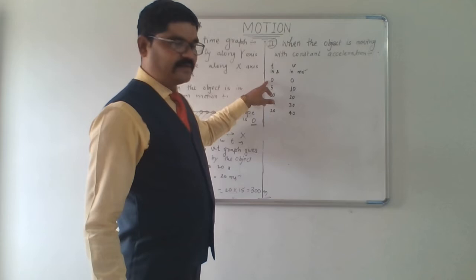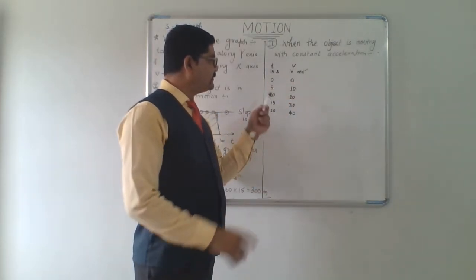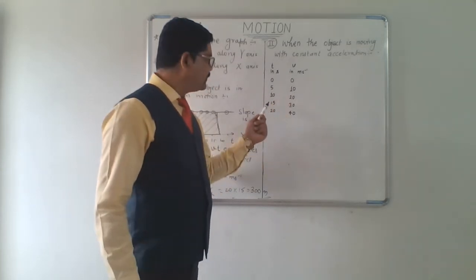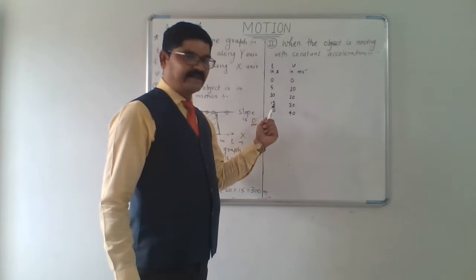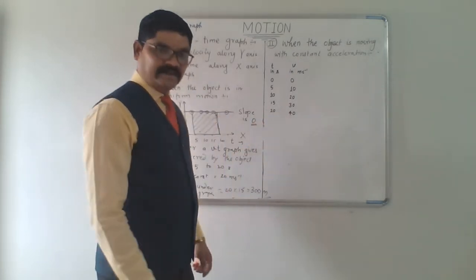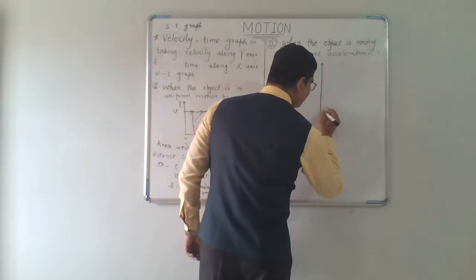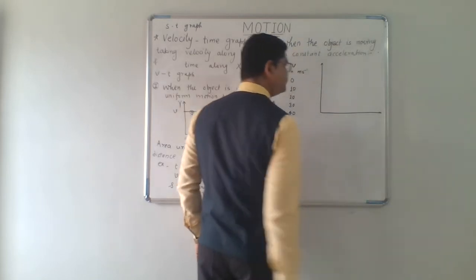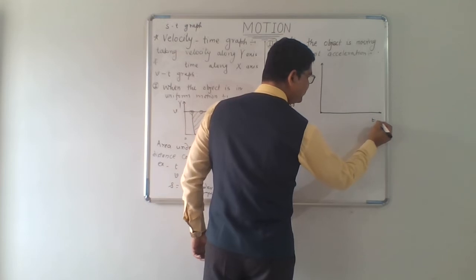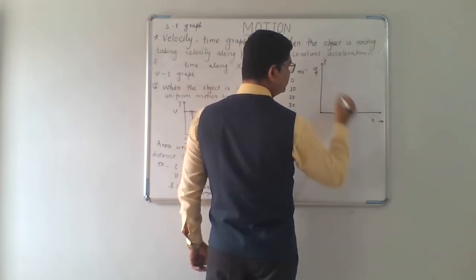At time t equals to 0, the velocity was 0 meter per second. At time t equals to 5 seconds, the velocity was 10 meter per second. At time t equals to 10 seconds, the velocity was 20 meter per second, and in that way it just went on increasing. So the graph between velocity and time can be plotted like this, starting from the origin, time t in seconds, velocity along the y-axis.